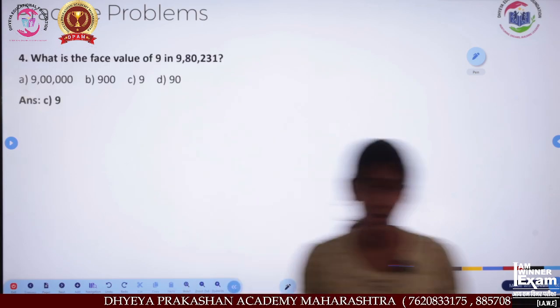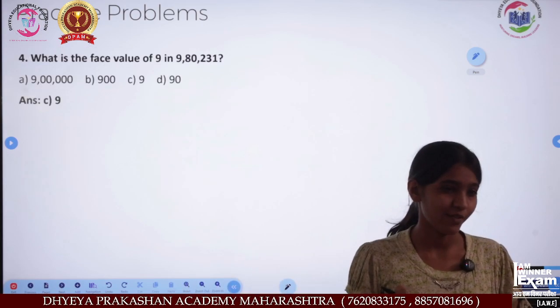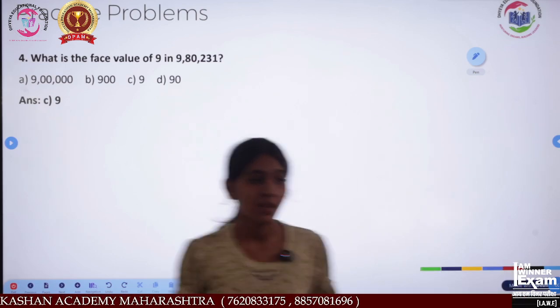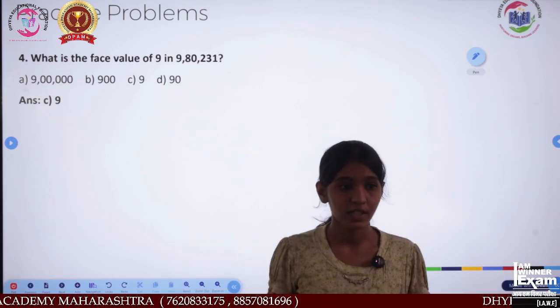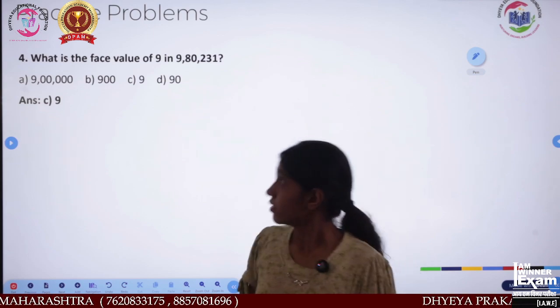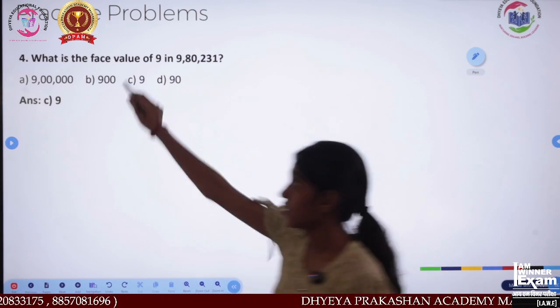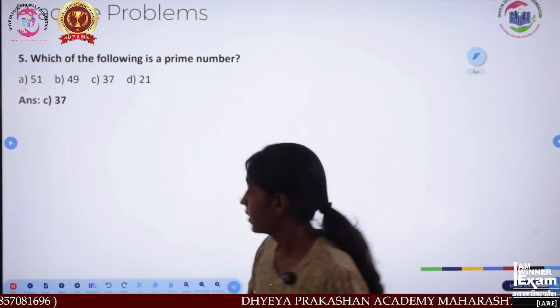Let's take another MCQ. What is the face value of 9? What is face value? Face value is nothing but the number itself. That means the face value of 9 in this number is 9. Then C is the correct answer.